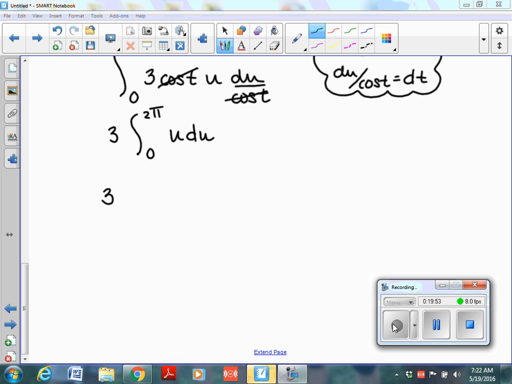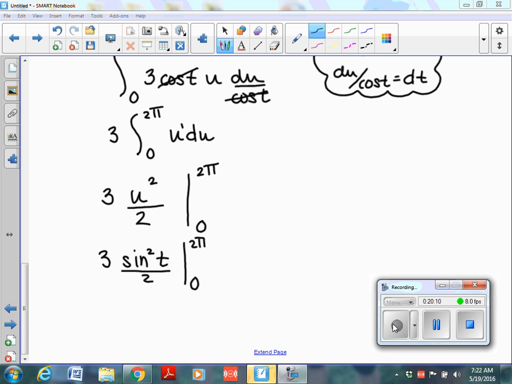I'm going to integrate it right now. This is to the first power, so you add 1, which is 2, and divide by 2, from 0 to 2 pi. Now all I'm going to do is put my sine back in there. And my final answer is going to equal 6. How did I get 6?